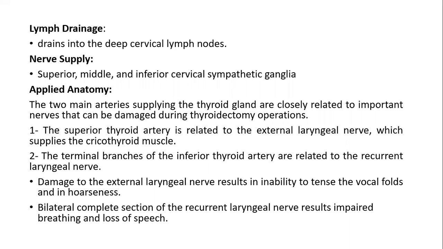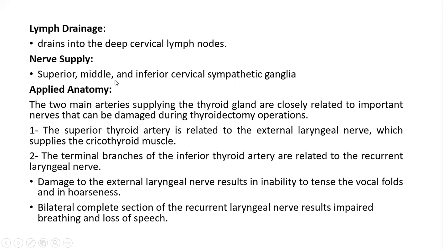Coming to the nerve supply, it is supplied by the superior, middle, as well as inferior cervical sympathetic ganglion. So it is a sympathetic ganglion which will supply this gland, superior, middle, as well as inferior. There are three cervical ganglions in the neck, superior, middle, and inferior. All three will be supplying the thyroid gland.